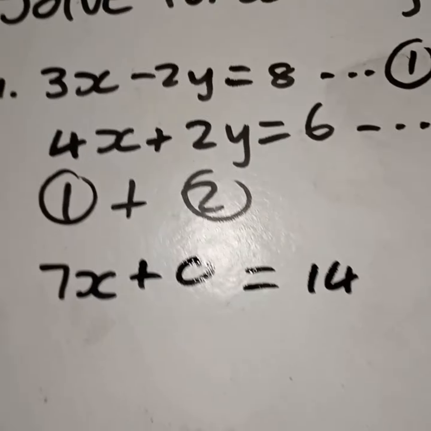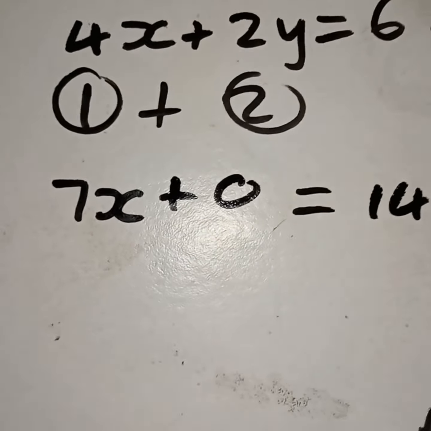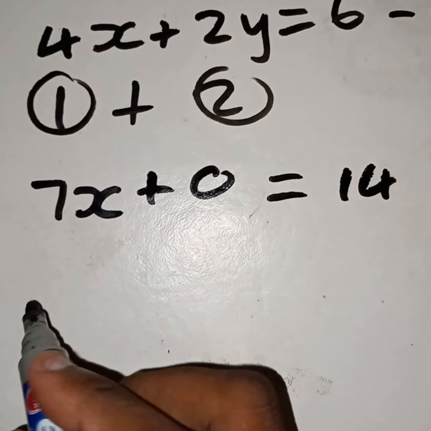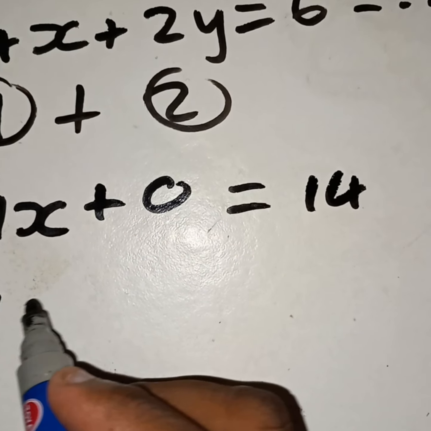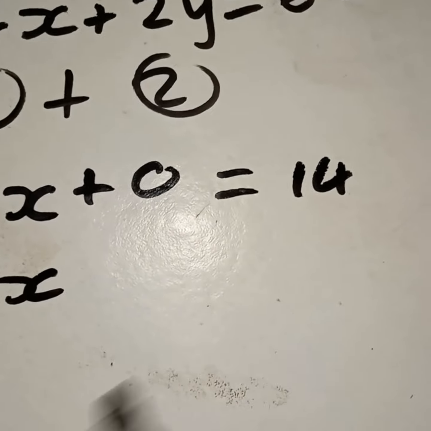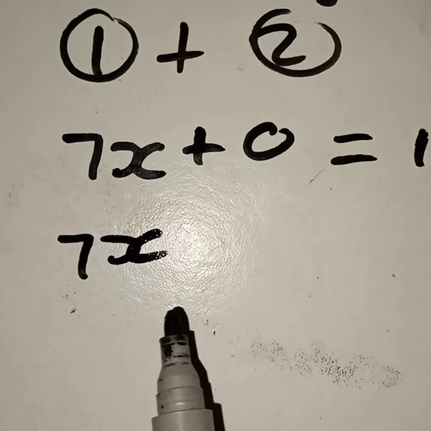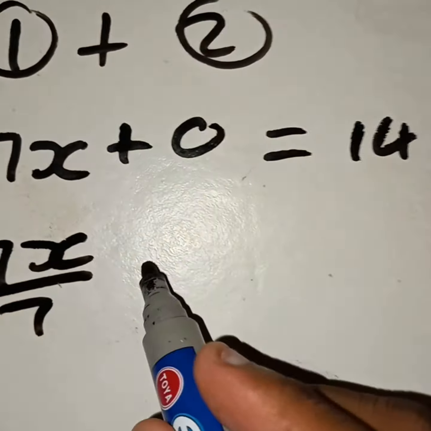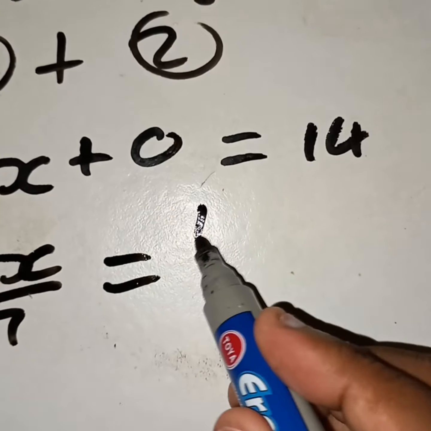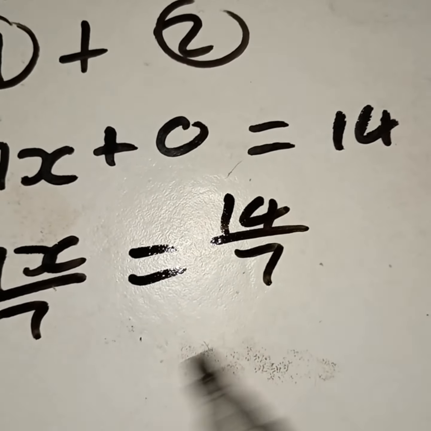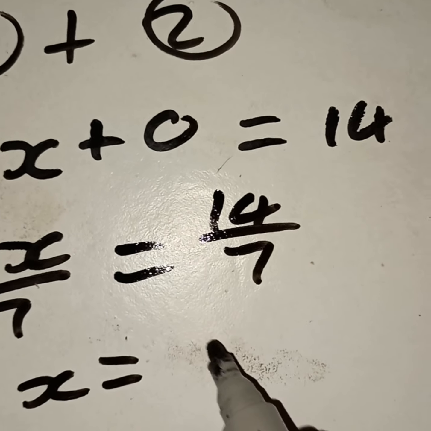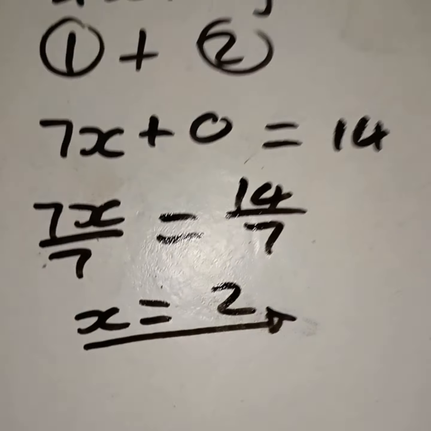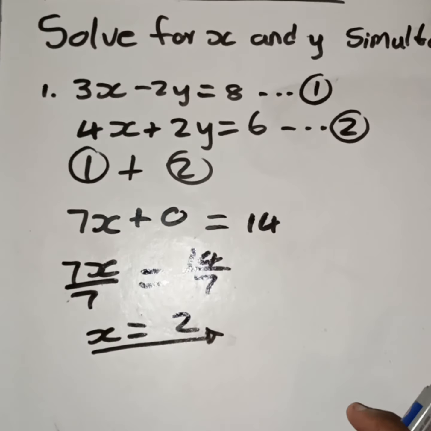Okay, it's 14. Then as you can see, it is easy right now to solve for x. So now we're going to say 7x equals 14, but we want x, so we divide by 7 to get rid of 7, 14 divided by 7. That x will be equal to positive 2. This is our final answer for our x value.